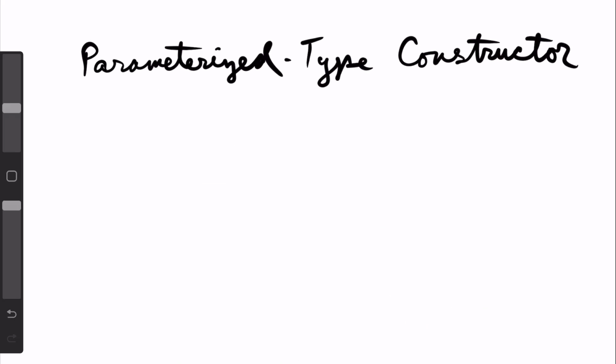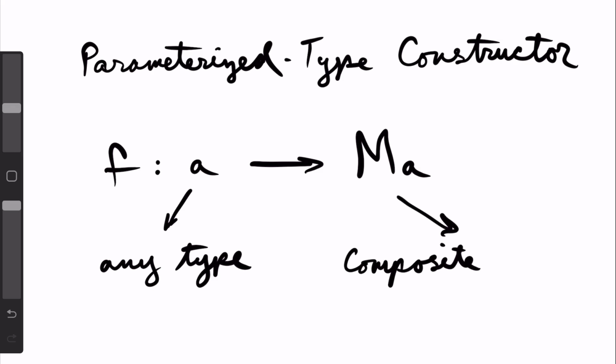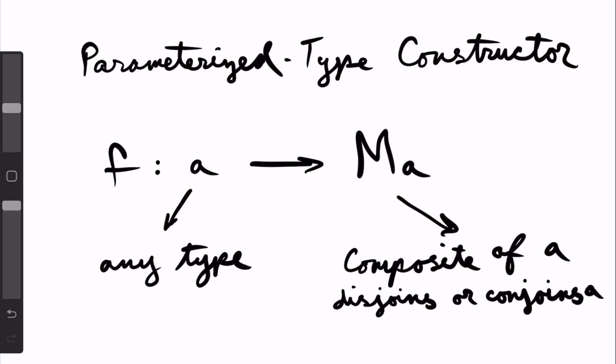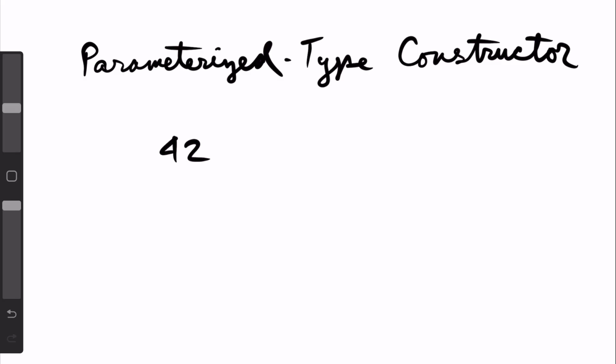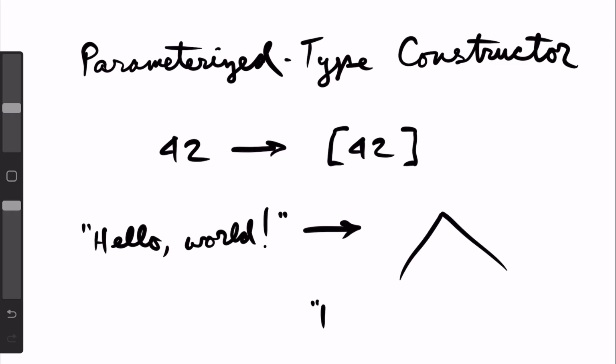A parameterized type constructor is simply a parameterized type function that maps a value of some type to a composite of that type. Such a function maps a value of type A to a value of type M composing A. The composite type disjoins or conjoins that type. We don't know much else about the composite type from what's said here. For example, you might have a function that takes an integer and returns a list containing that integer, or that takes a string and returns a binary tree containing that string.